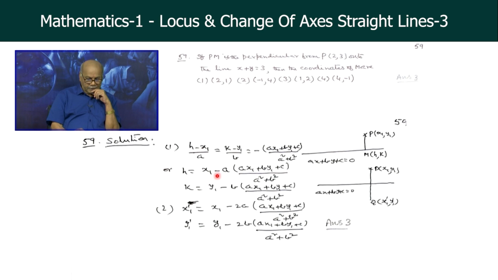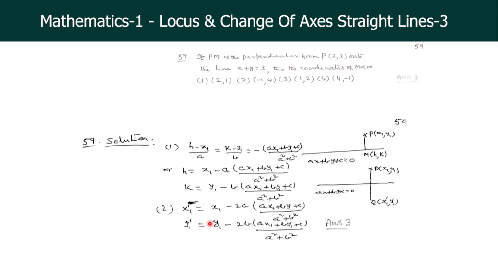From this you will get h = x1 - a(ax1 + by1 + c)/(a² + b²) and k = y1 - b(ax1 + by1 + c)/(a² + b²). And also, instead of a and b, if you write 2a(ax1 + by1 + c)/(a² + b²) and 2b(ax1 + by1 + c)/(a² + b²), then you will get the image formula. The first one is the foot of the perpendicular formula and the second one is the image formula. Now if you use this, you will get option number 3.